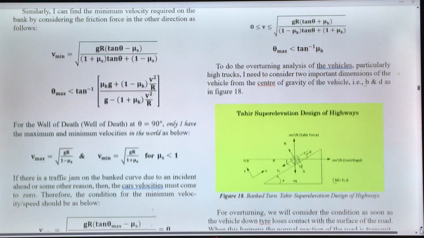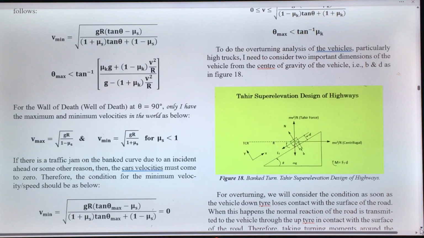To do the overturning analysis of the vehicles, particularly high trucks, I need to consider two important dimensions. This is new in this video. The Tahir super elevation design of highways for overturning, which is usually skipped in Wikipedia, in the physics of Newton, or classical ideas, stuff like that.